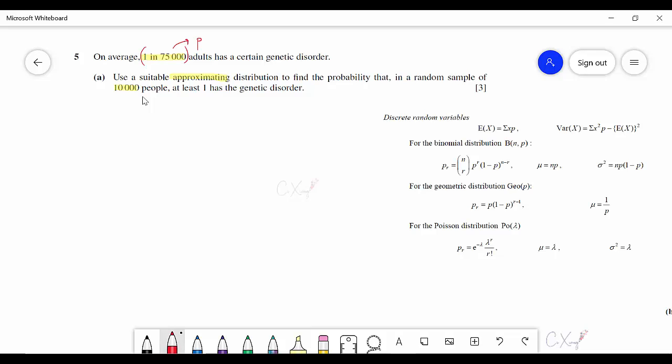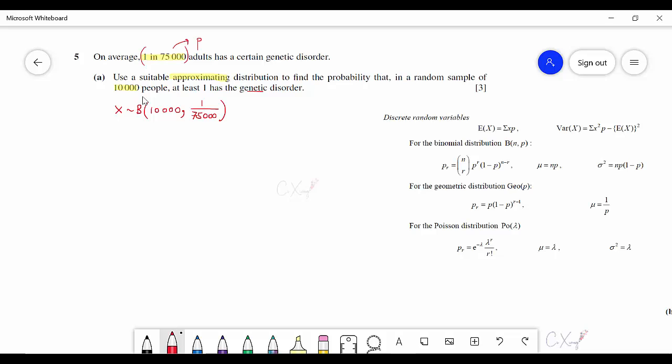Right, so generally, for this question itself, at the beginning, it should be down to binomial distribution because you are having a total sample of 10,000 people and they want to see the probability for at least one of these people having the genetic disorder. So which means that I'm having the p, which is 1 over 75,000.